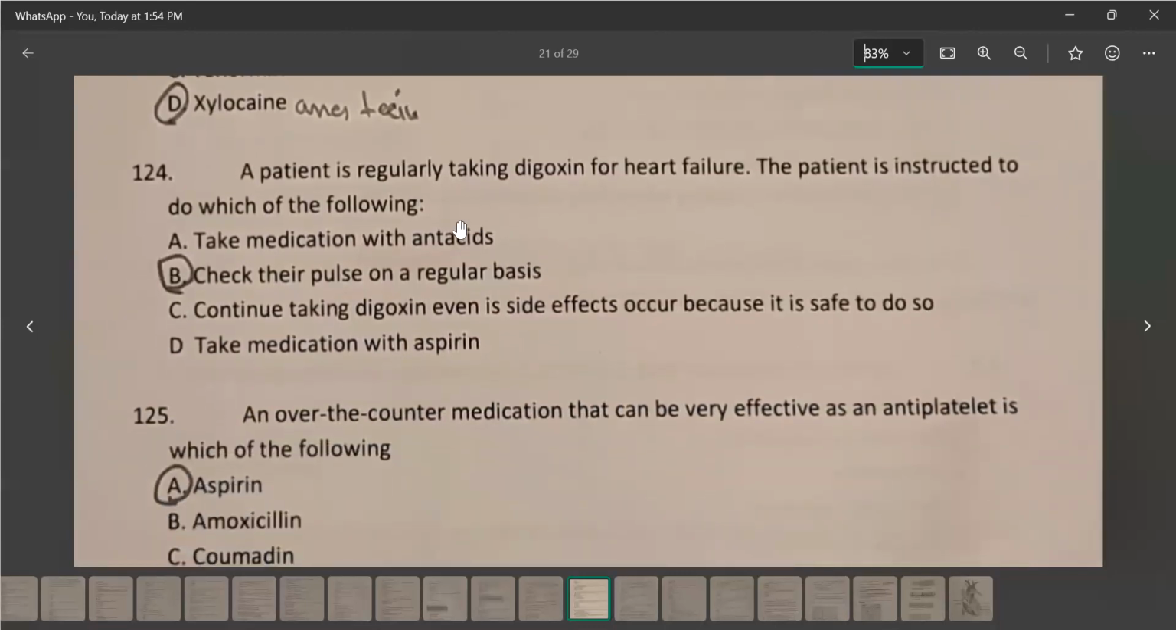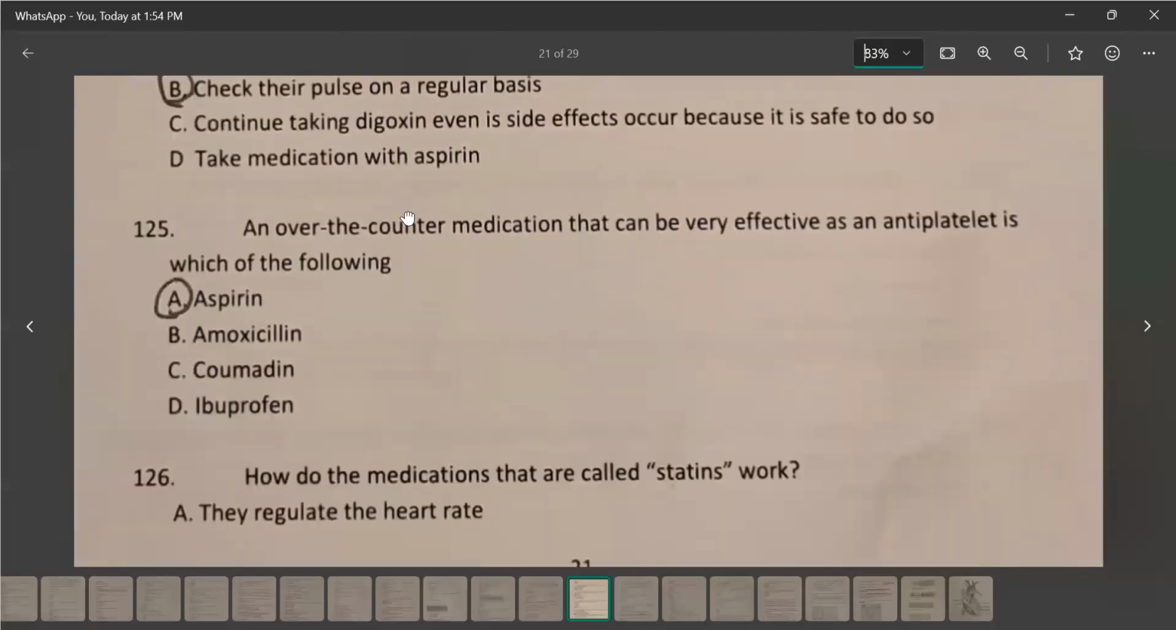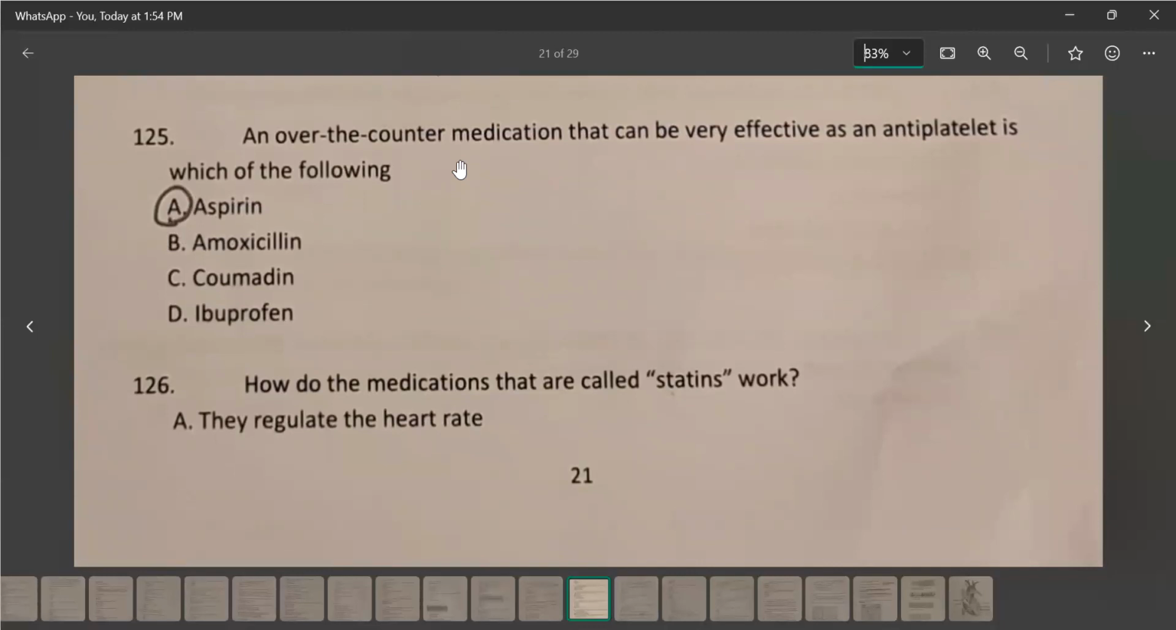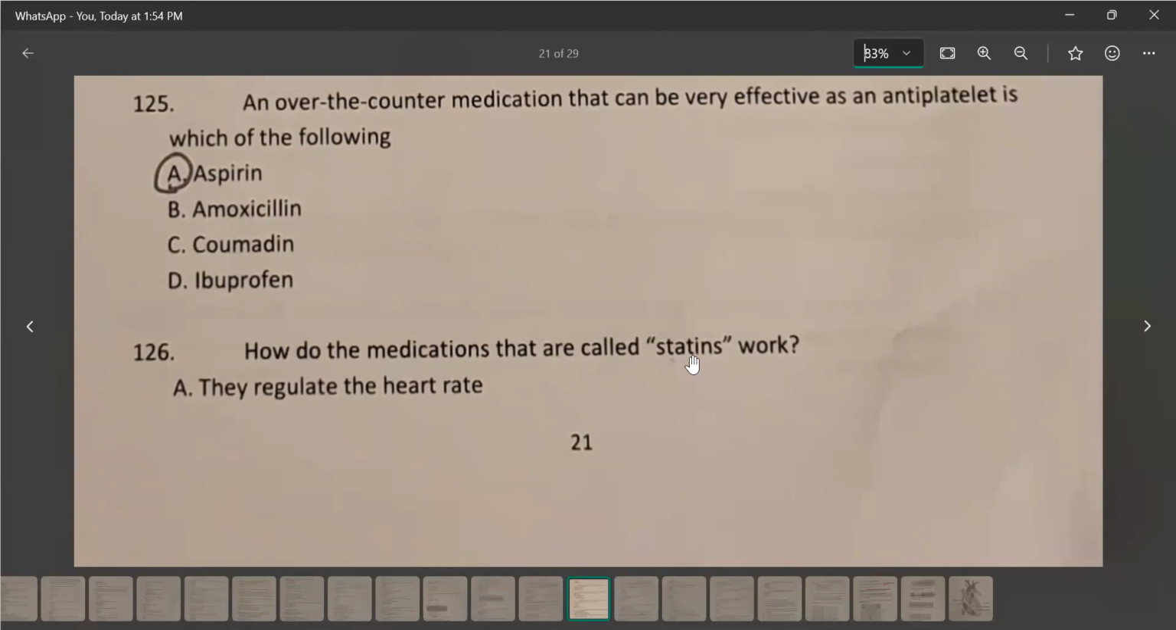124. A patient regularly taking digoxin for heart failure is instructed to do which of the following? Check their pulse on a regular basis. 125. An over-the-counter medication that can be very effective as an antiplatelet is which of the following? Aspirin. How do the medications that are called statins work?